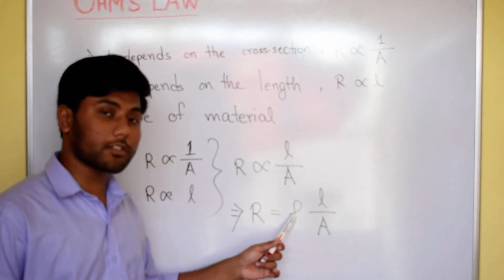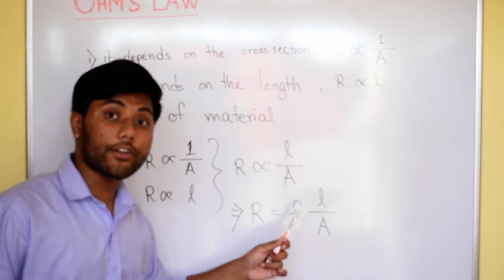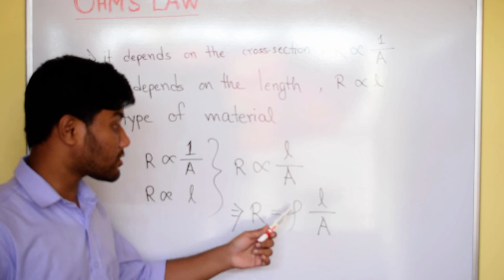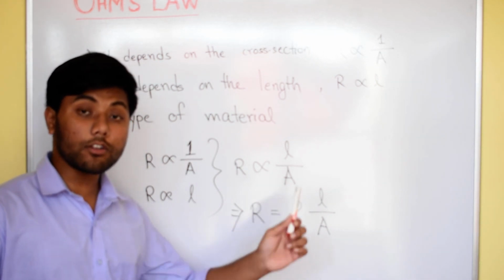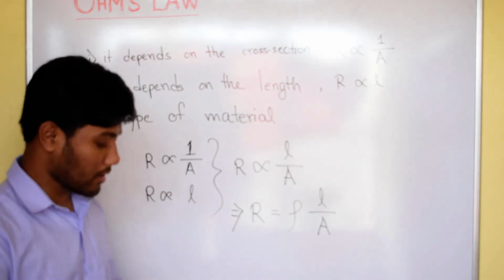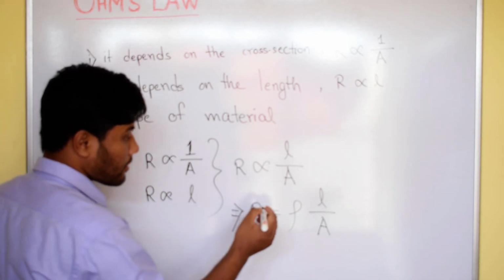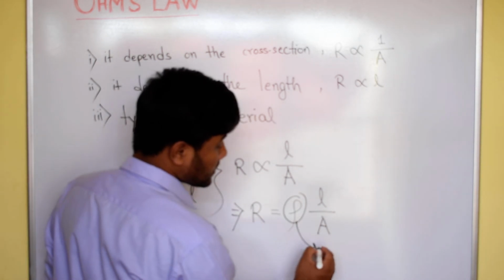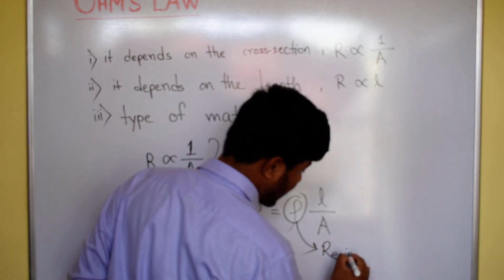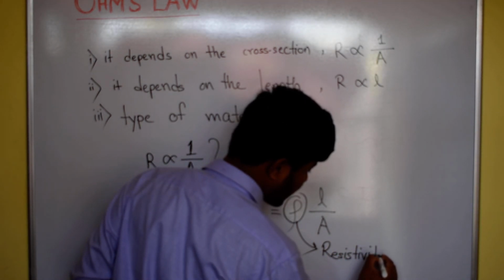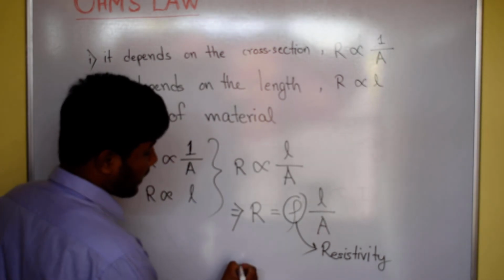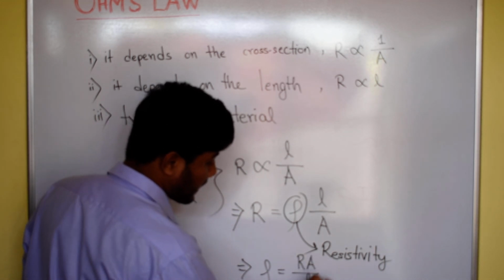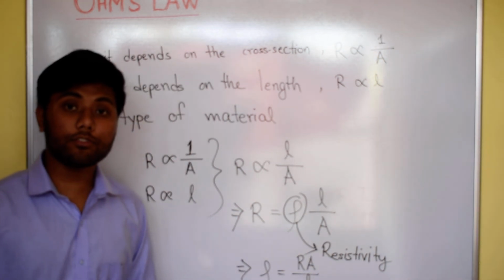This proportionality constant rho is called the resistivity of the material. This is not p, this is a letter called rho. If you have any doubt you can tell me in the comment box. This is the resistivity. We can find out the resistivity by using the formula Ra by L.